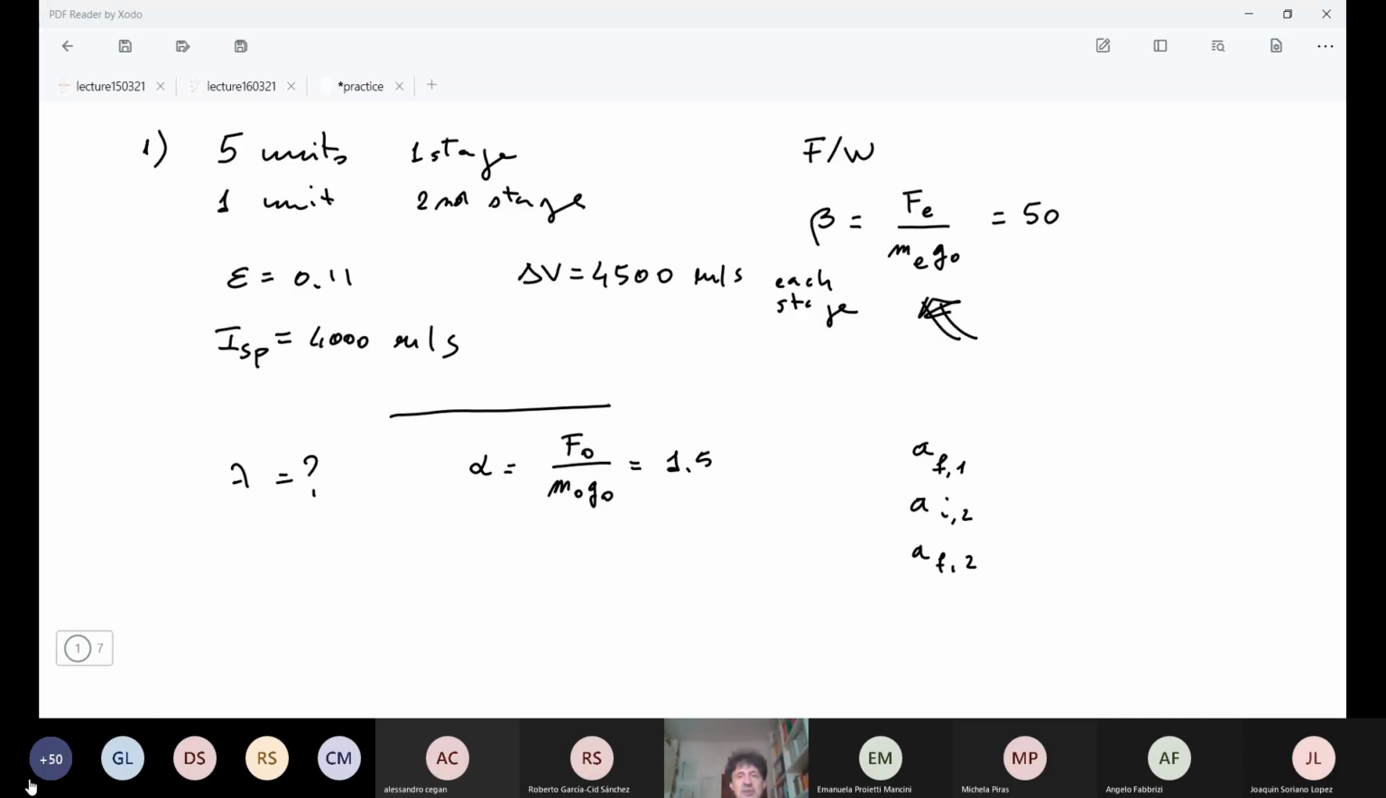So you can think about it a few minutes so that we can better discuss together how to do this exercise.